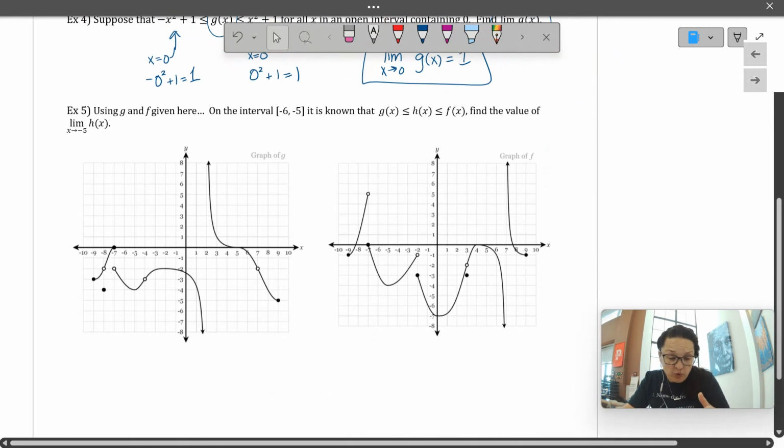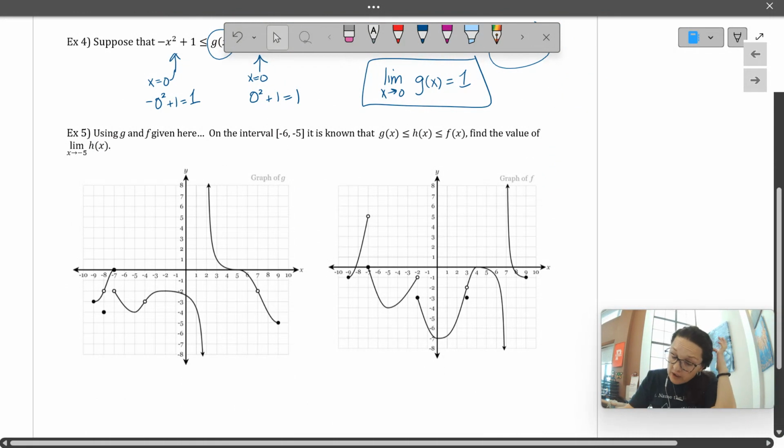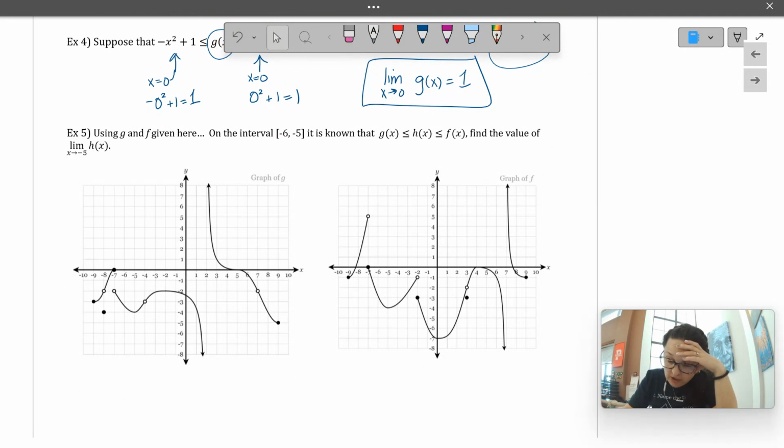And then last part, we're going to do it graphically using g and f given here on the interval from negative 6 to negative 5. It is known that g is less than or equal to h is less than or equal to f. Find the limit of h as x approaches negative 5.